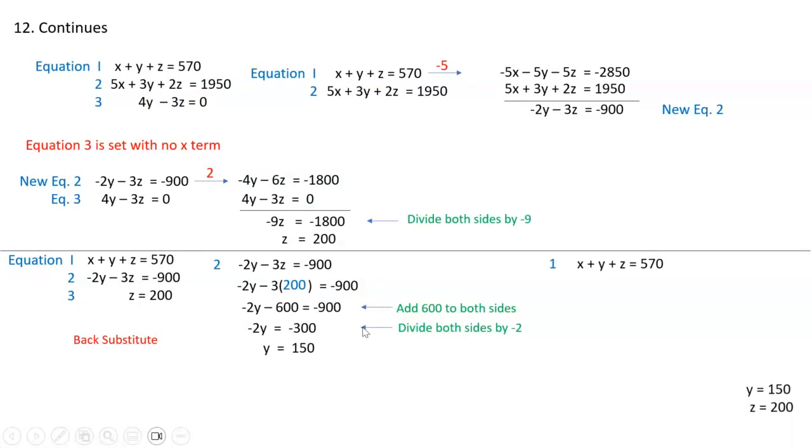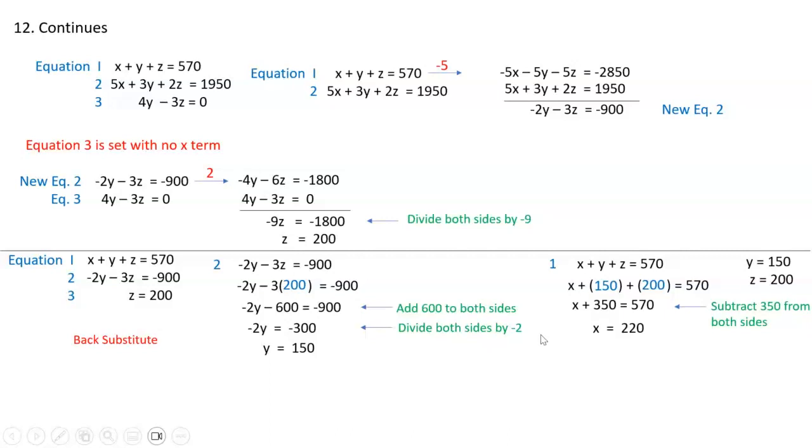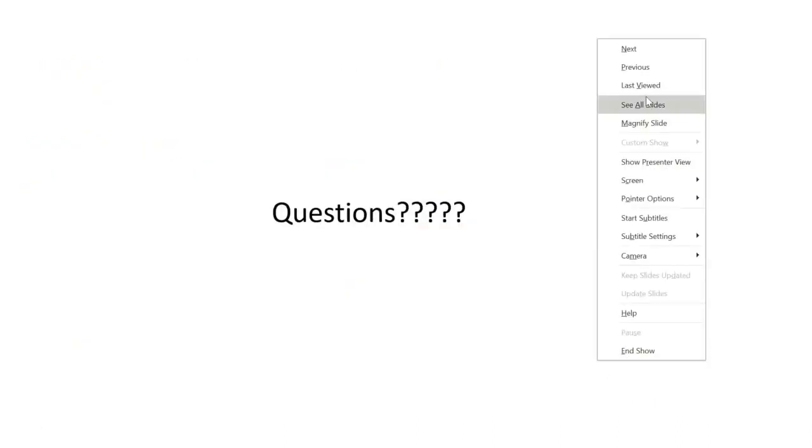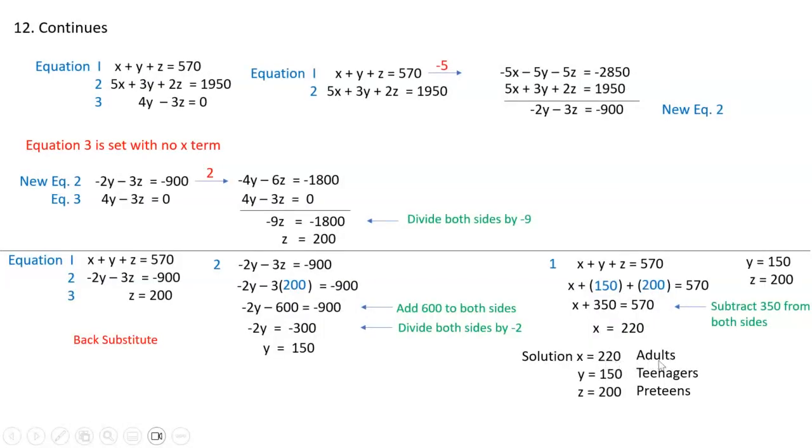So I already have the z and the y. So I'm going to plug it into equation number 1. Y is 150 and z is 200. Right? So x plus 350 equals 570. We subtract 350 from both sides. And I found the variable x is equal to 220. Remember, the x were adults, the y was teenagers, and the z was preteens. So the answer is 220 adults, 150 teenagers, and 200 preteens. That's how we work these type of problems.